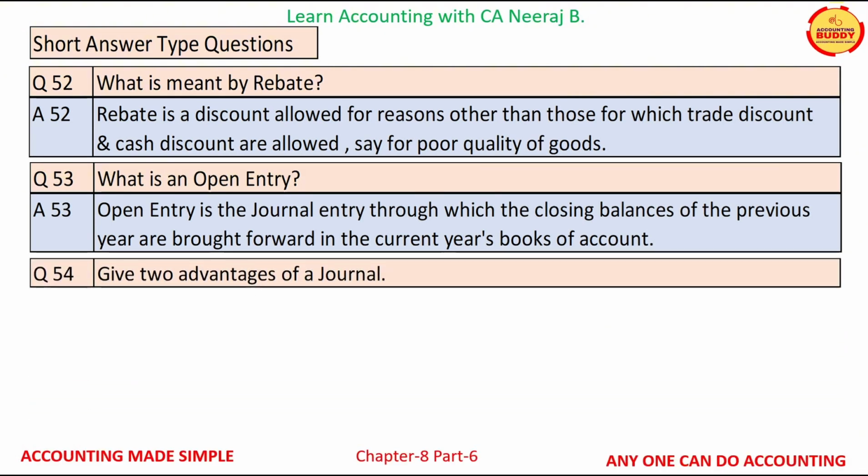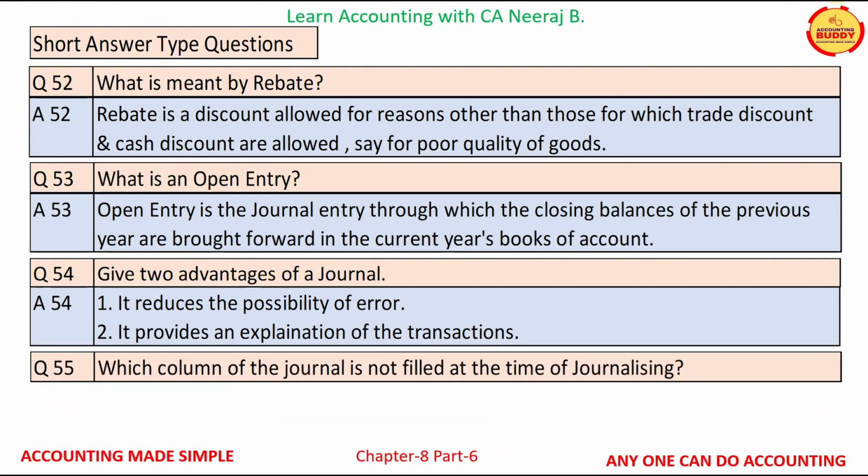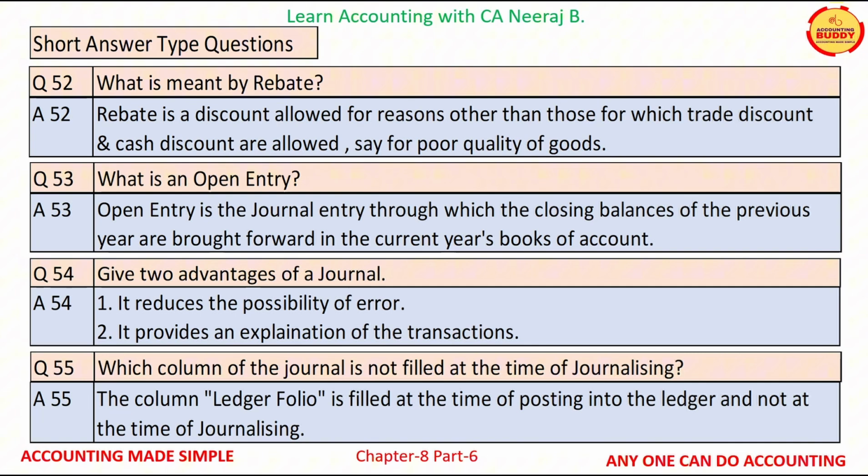Question number 54. Give two advantages of a journal. The answer is it reduces the possibility of error. It provides an explanation of the transactions. Question number 55. Which column of the journal is not filled at the time of journalizing? The answer is the column ledger folio is filled at the time of posting into the ledger and not at the time of journalizing.